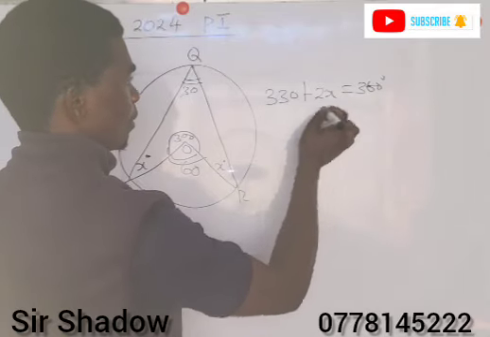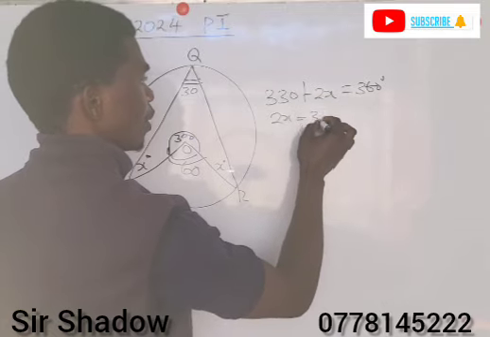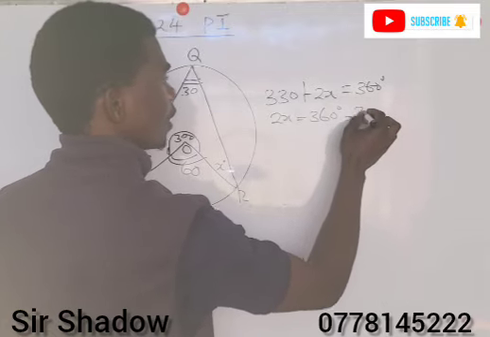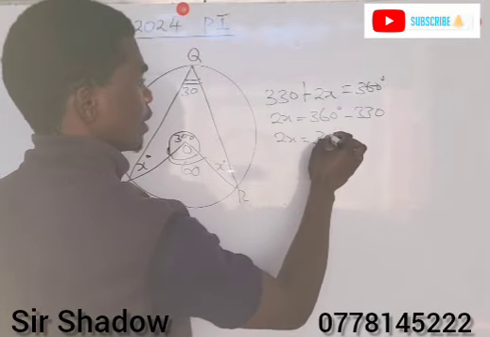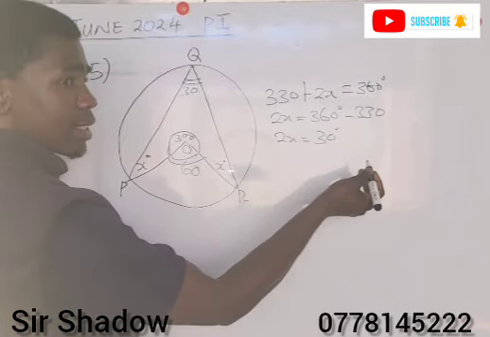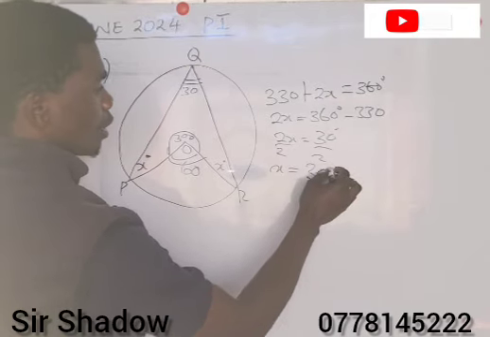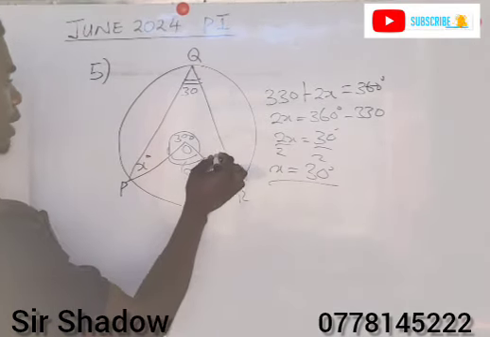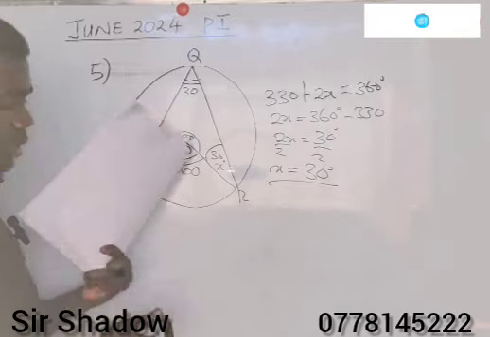So let's bring this to the right-hand side. So 2x is equal to 360 degrees minus 330. So 2x is equal to 30 degrees. So we want to find the value of x, right? Divided by 2, x is equal to 15 degrees. So meaning that x is 15 degrees and this x is also 15 degrees.